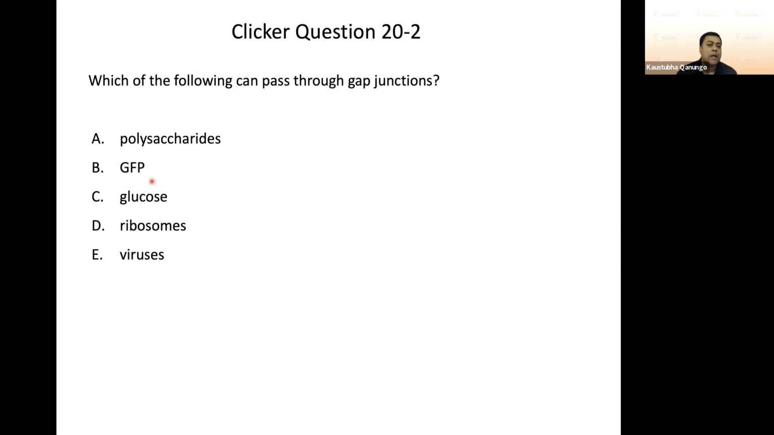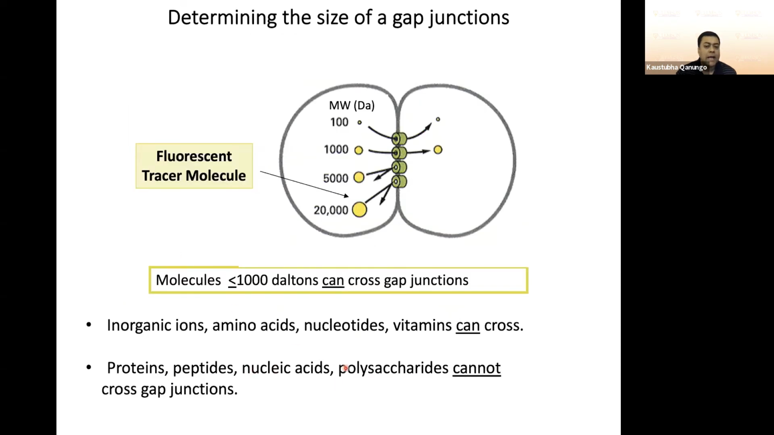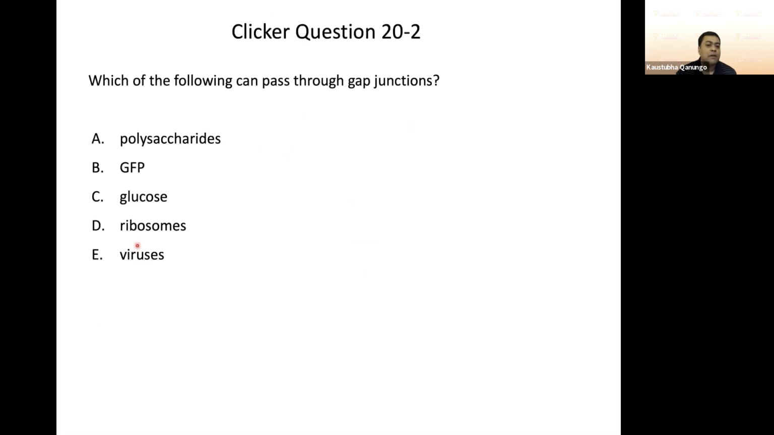Very different. Glucose, of course, will pass. Ribosome will not pass. It is made of many, many different proteins and RNAs, so much, much larger. Viruses will not pass either, because think about that. Viruses are made up of multiple proteins and nucleic acid. Right here, we said nucleic acids cannot pass, and proteins cannot pass through, and the virus is made up of all of those. So it's too large to pass. So glucose is the correct answer.